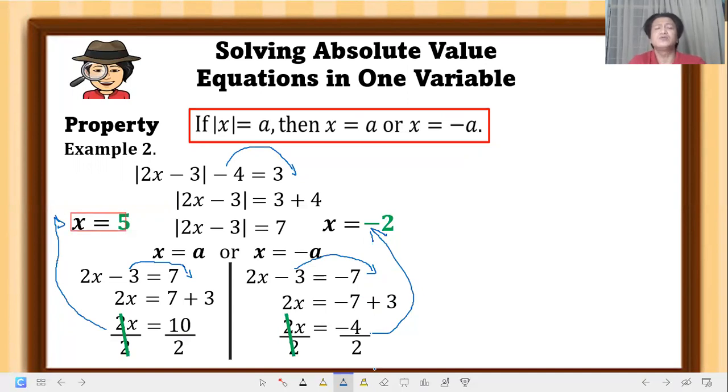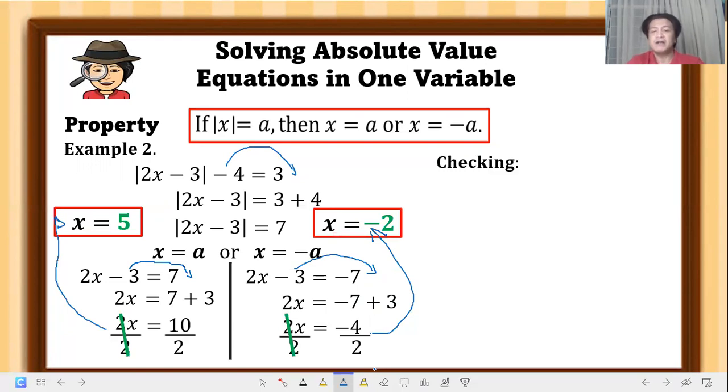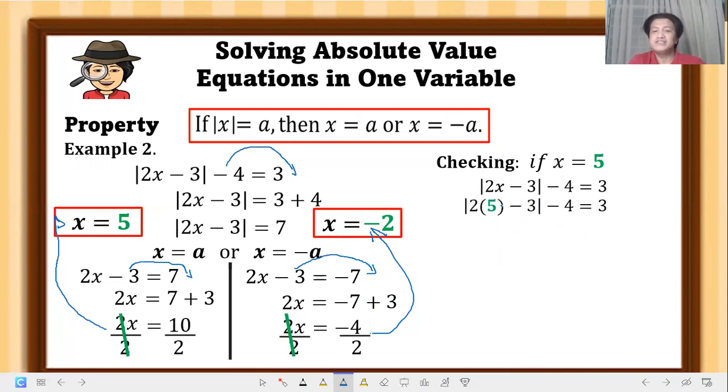Therefore, we have the two solutions. X is 5 and the other one is x is -2. I-check natin para makita natin kung magsasatisfy ba siya doon sa equation natin or the absolute value equation. Let's say, substitute muna natin yung if x is equal to 5, we're going to replace first, simplify natin to. 2 times 5, 10 yon. Minus mo ng 3, that will become 7.